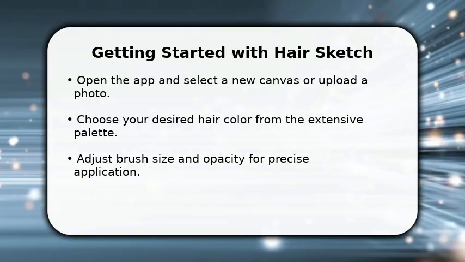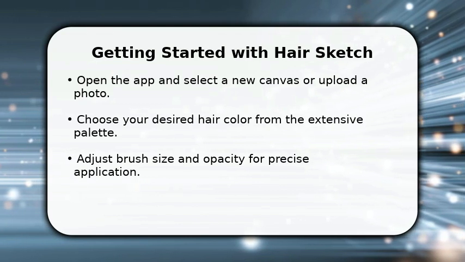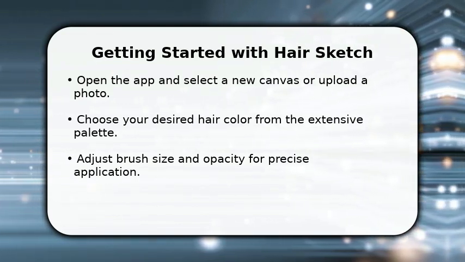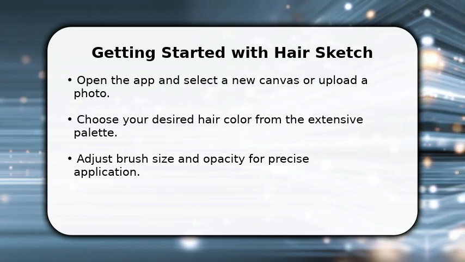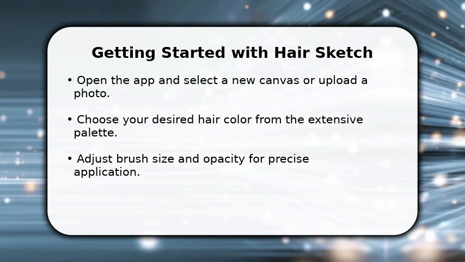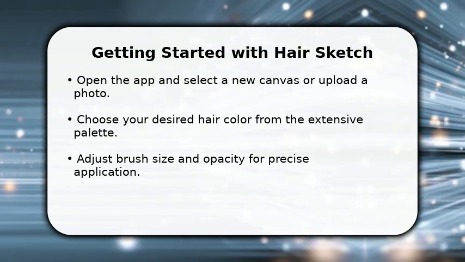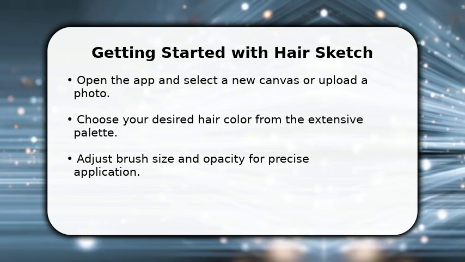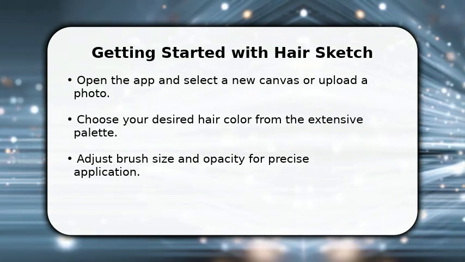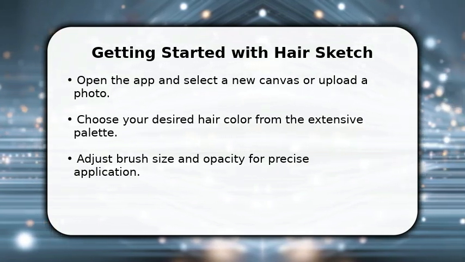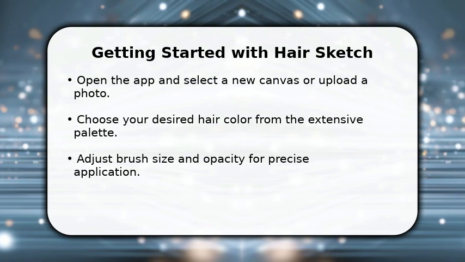In this video, I will explain how to use the Hair Sketch app. First, launch the application and either begin with a fresh canvas or import a photo from your gallery. Next, navigate to the color selection tool and pick your preferred hair shade from the wide array of options available. Remember to fine-tune your brush settings, like size and opacity, to achieve the exact look you envision for your hair design. This initial setup is crucial for a smooth, creative process.